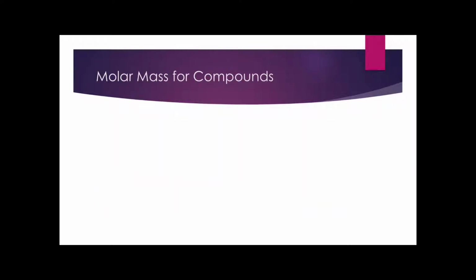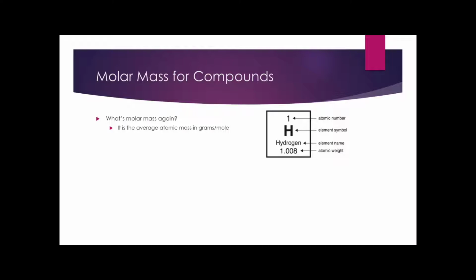All right. Now let's talk about molar mass for compounds. Do you remember what it is? It's the average atomic mass in grams per mole. So remember, if we look at a symbol on the periodic table here, the atomic weight is our average atomic mass. So for hydrogen, we say it has 1.008 grams of it for every 1 mole of it. So it gives us a way to measure it out.